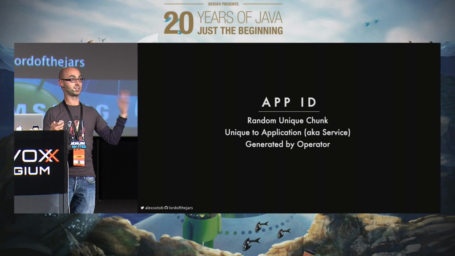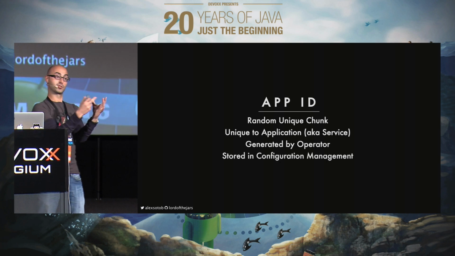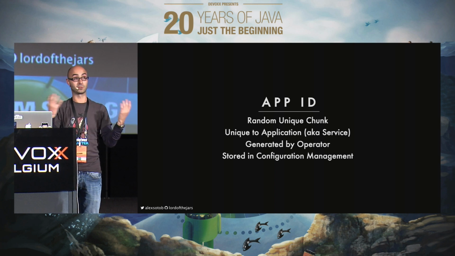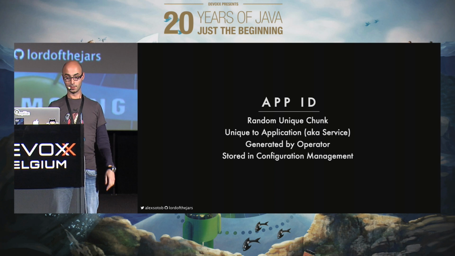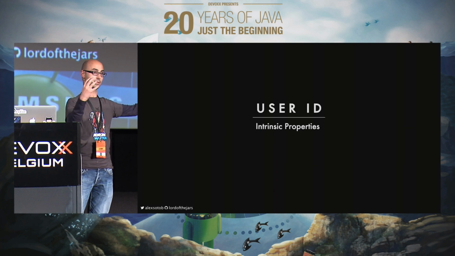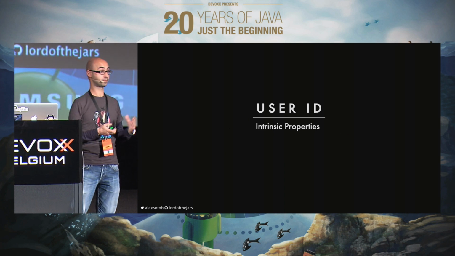In our case, we use Jenkins to generate this. And this chunk is stored in your configuration management system, and this depends on what you use, if you use Consul or whatever you use. This is one of the things that your service will need to provide, this APPID. And the other thing is the user ID.